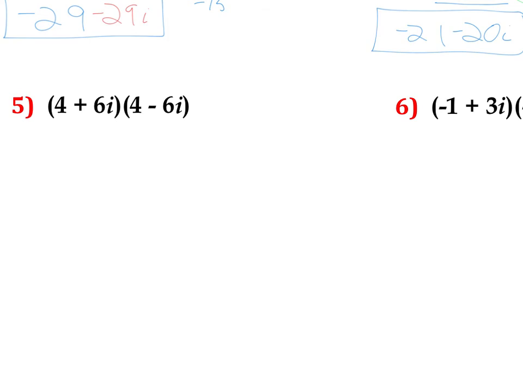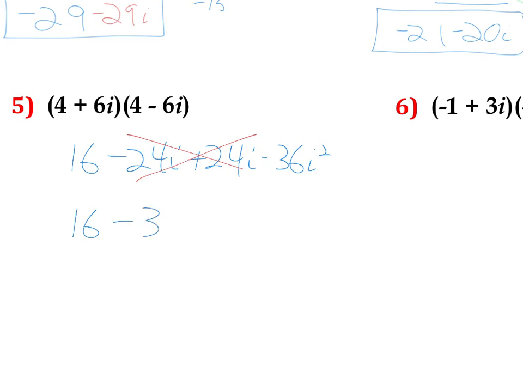So if I were to FOIL this thing out, I get 16 minus 24i plus 24i minus 36i squared. And if we remember our difference of squares, those middle two terms kind of nullify each other. So this is really just 16 minus 36i squared. So this is a difference of squares pattern that stemmed from a conjugate pairs factoring set.